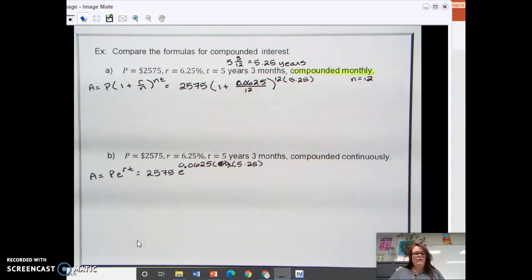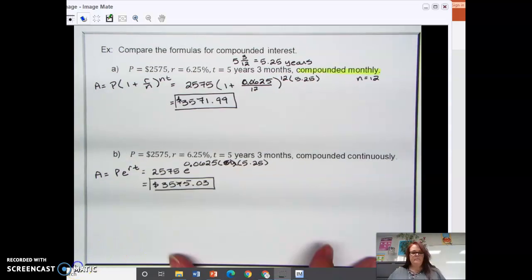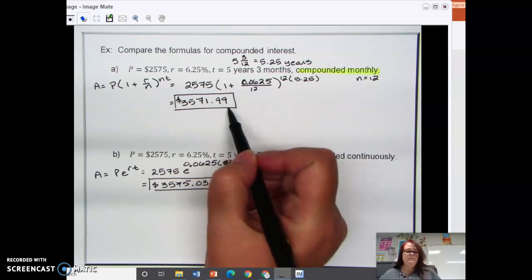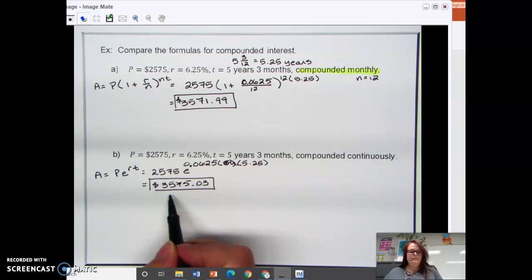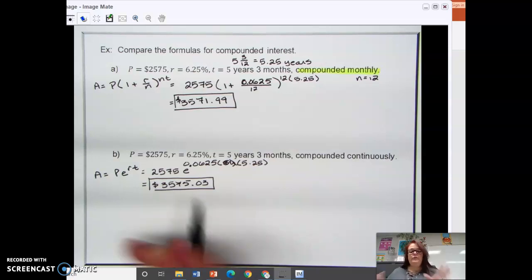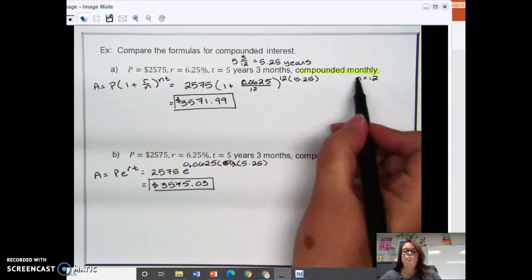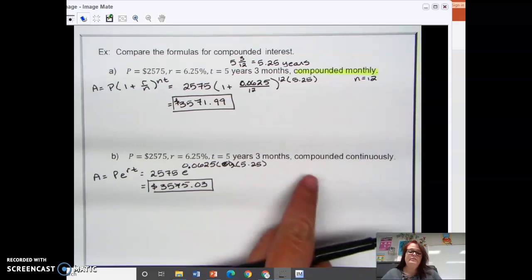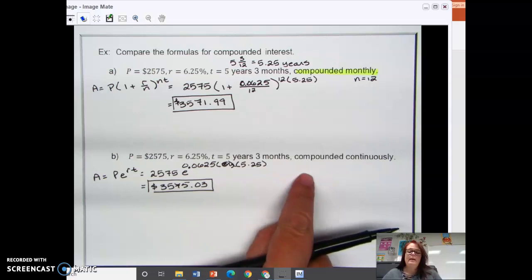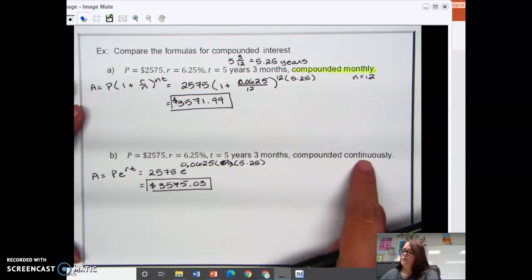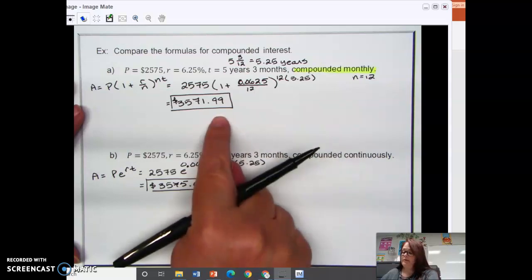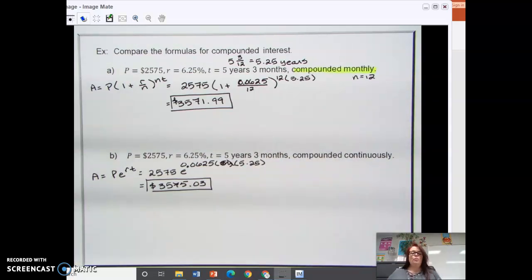Okay, so now that you know that, go ahead and plug those in your calculator and see if you can answer the question. So for the top equation, we got $3,571.99. And the bottom one, we got $3,575.03. So notice we're closing that gap because instead of twice a year, we did monthly. And then this one remained compounded continuously. But notice again, compounded continuously gives us more money than just compounded monthly. And so the thing that we're trying to get across to you is the more times you can compound per year, the more interest that you can make.